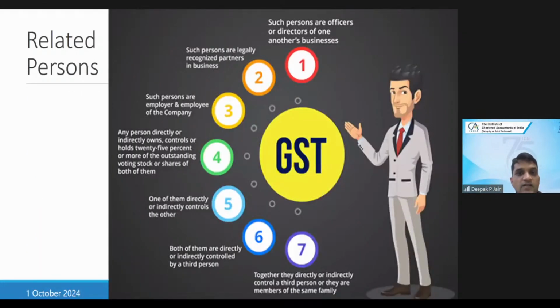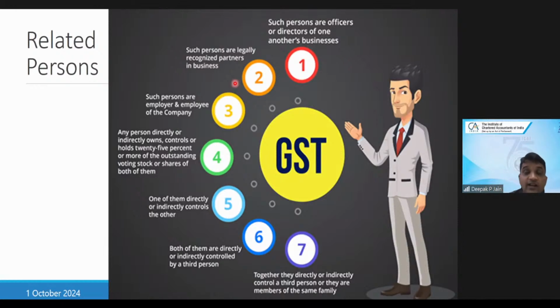Related persons means such persons who are officers or directors of one another's business. So if you have a business and there are officers or directors of one other business, then that is a related person. When such persons are legally recognized partners in a business, or when such persons are employer and employee. So employer and employee also, even though excluded under Schedule 3, are related persons. Then any persons who are directly or indirectly holding more than 25% share. Sometimes we see 51% under the Companies Act, but here it is holding directly or indirectly 25% or more of the voting rights of the shares.